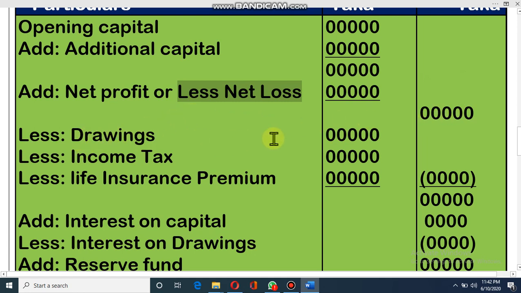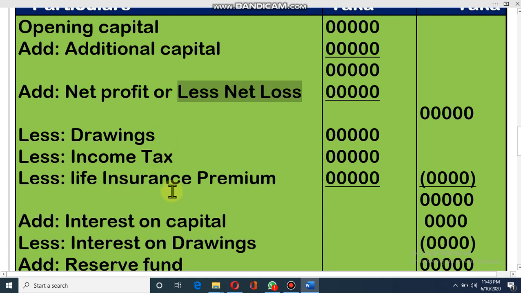Dear student, at first I have to write drawings, then income tax. You know that this is also a kind of drawings for a sole tradership business. Dear student, we are doing business accounting for a sole tradership business, and in this type of business income tax is an expense of the owner, and you know that drawings means the expense which is done for the owner. So income tax will be here, and life insurance premium is also for the owner; life insurance premium is paid from the business. Then these three are called drawings, and these drawings are in cash and in goods also.